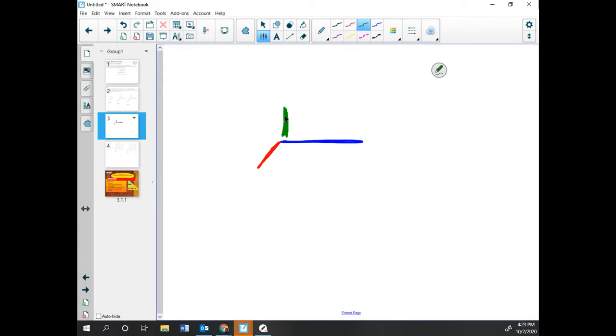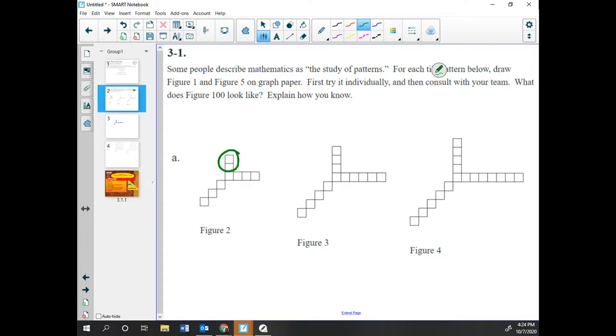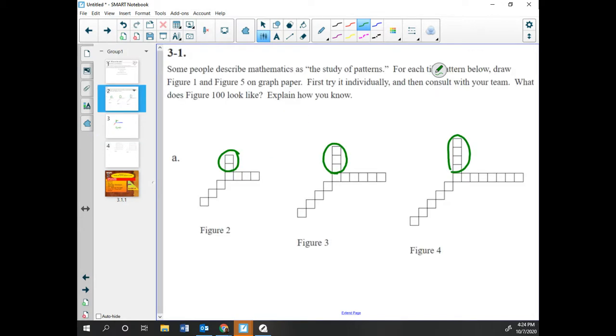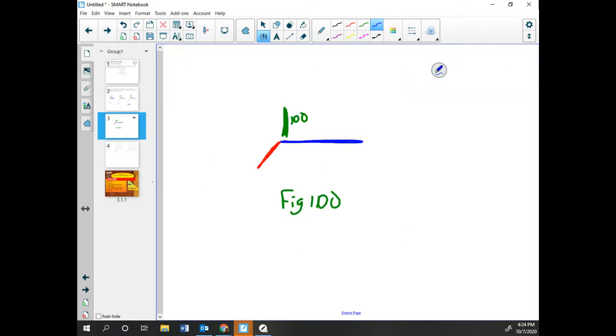So figure 100 should have, can you do it? Can you do it before I do? If you think you can do it without me, go ahead and do it. If you look back at this pattern, this was always just the figure number, right? The green part here. So figure 100 should have 100 tiles going up that way. Then, what about the blue section? This bar right here has 4, then 6, then 8, and always related to the figure number because we always seem to double the figure number. So figure 100 should have 200 going this way.